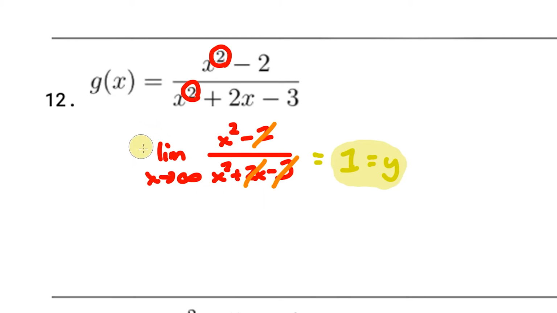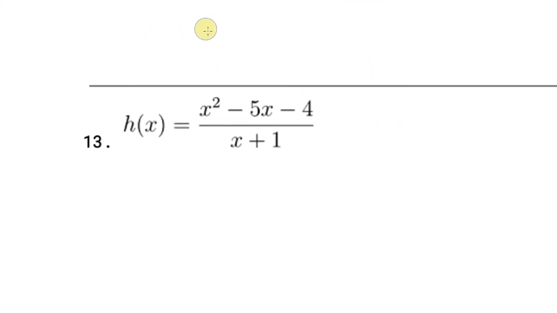Okay, let's go on to the next one here. Right away you should see that the top has a degree of 2 and the bottom has a degree of 1. Because the top is bigger, you should have no horizontal asymptotes. If the top is bigger, you're going to be going to infinity or negative infinity, which means you're not going to have any horizontal asymptotes.